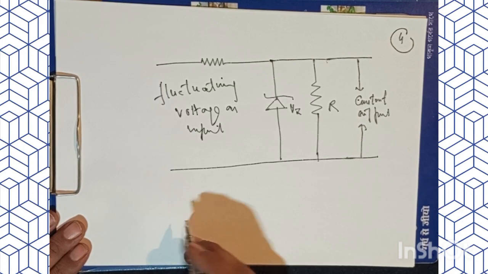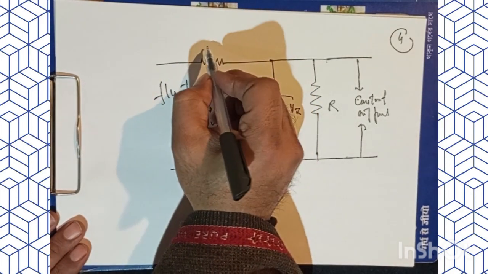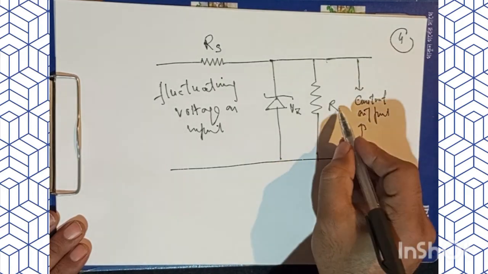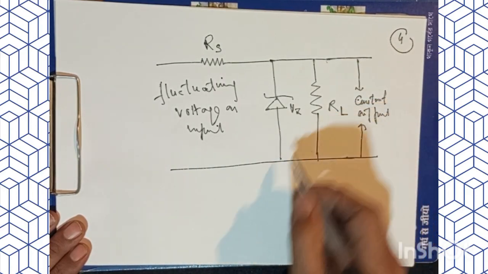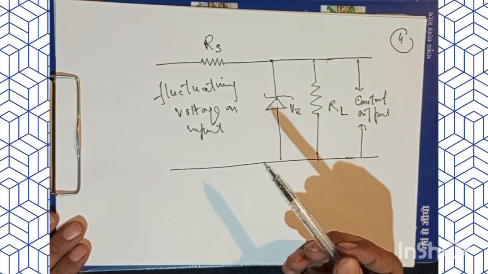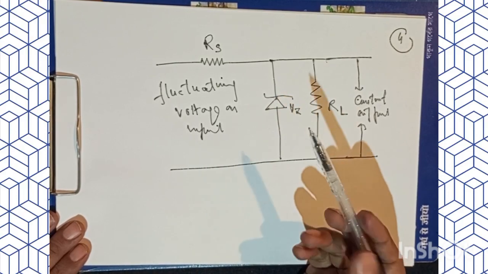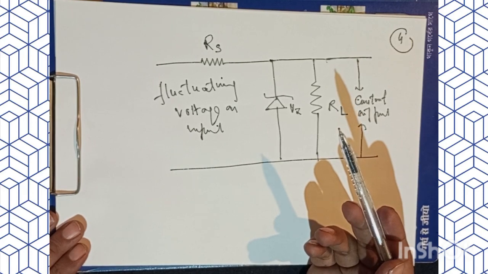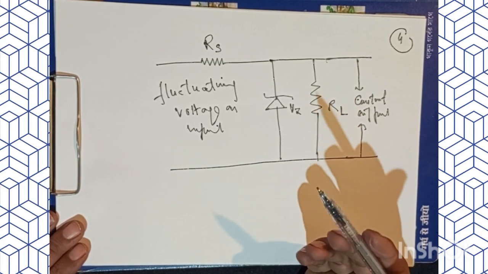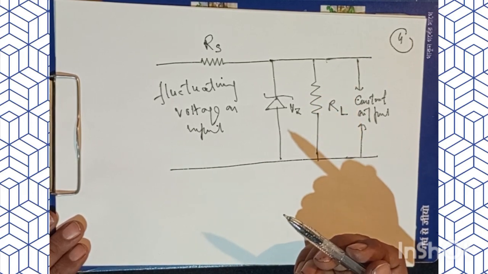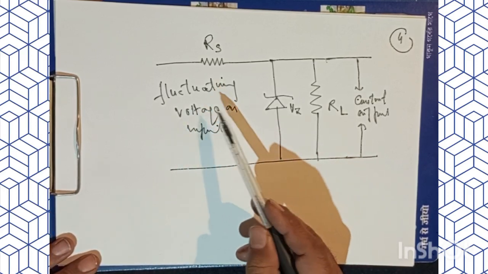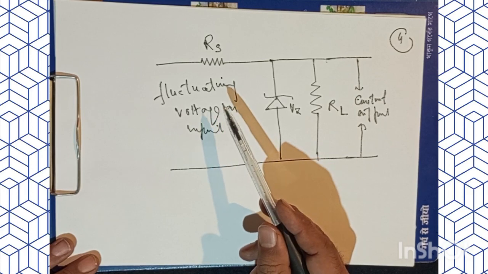So, to demonstrate this, here I take this resistance as RS, and here I take this resistance as RL. Now, a zener diode can be used as a voltage regulator or a voltage stabilizer to provide a constant voltage from a source whose voltage may be fluctuating.